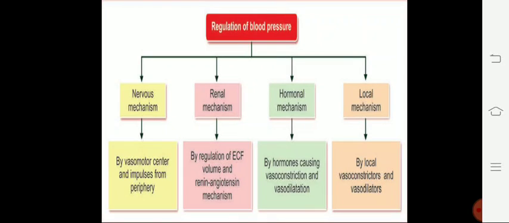In the previous lecture, we saw regulation of blood pressure can be done by nervous mechanism, renal mechanism, hormonal mechanism and the local mechanism. Nervous mechanism we already discussed in the previous lecture. Today we are going to discuss renal mechanism, hormonal mechanism and the local mechanism.